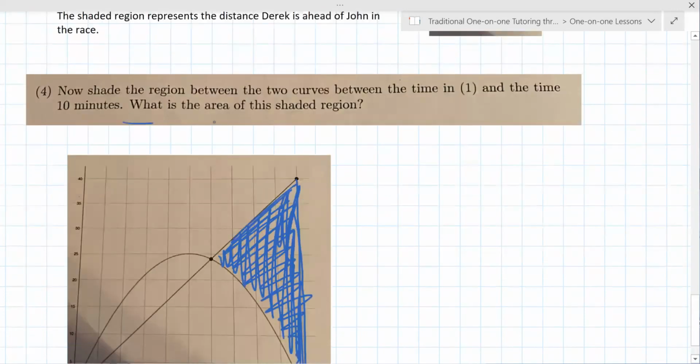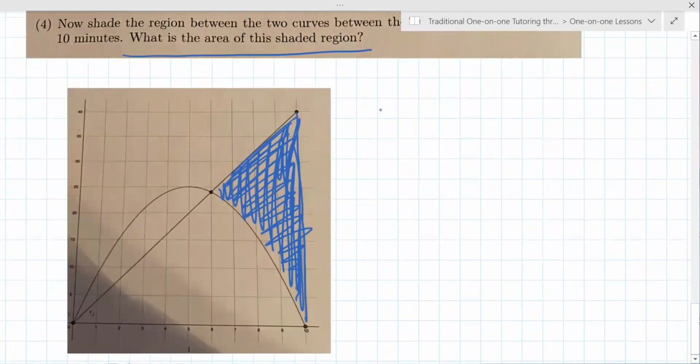And then it wants us to find the area of that shaded region. So this is the integral from 6 to 10, because you're starting at 6 and going to 10. And the top this time is 4t. Why are you starting at 6? Because that's where they intersect.